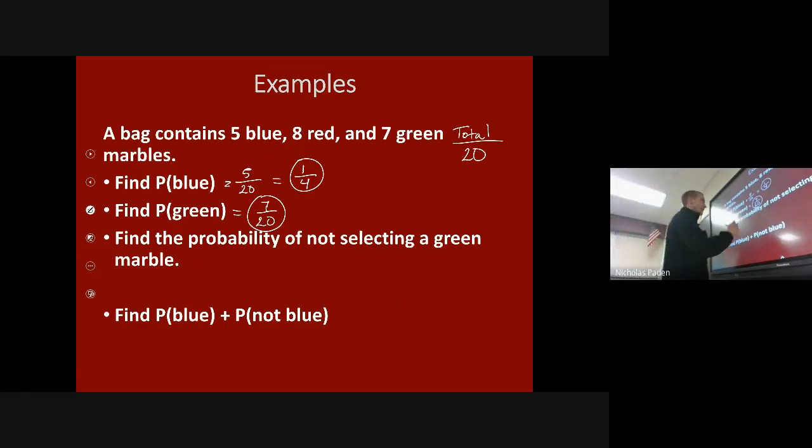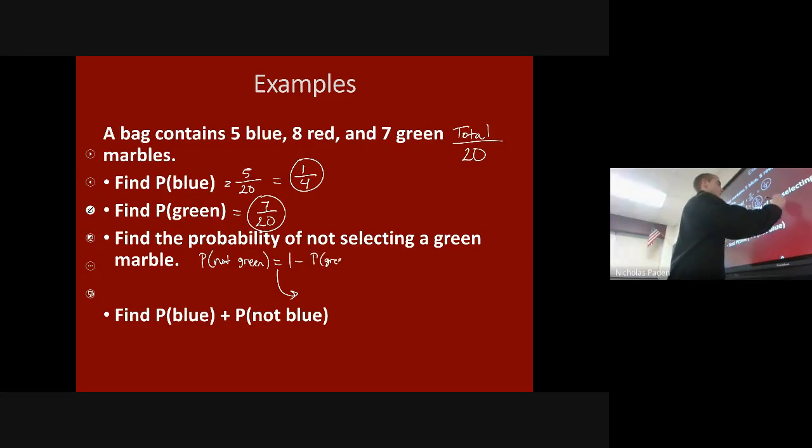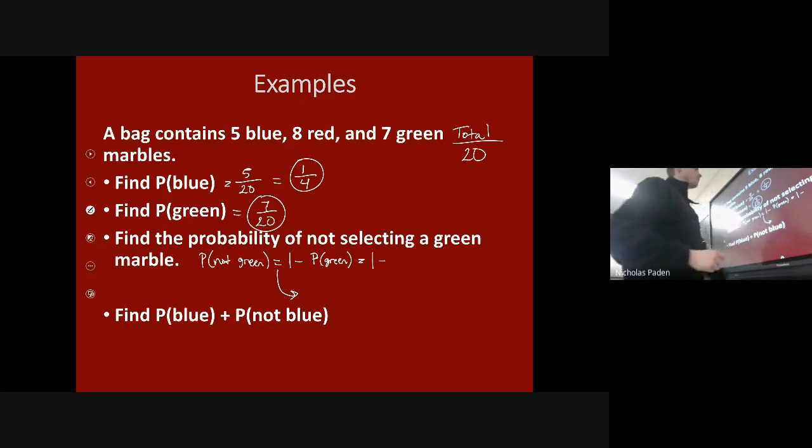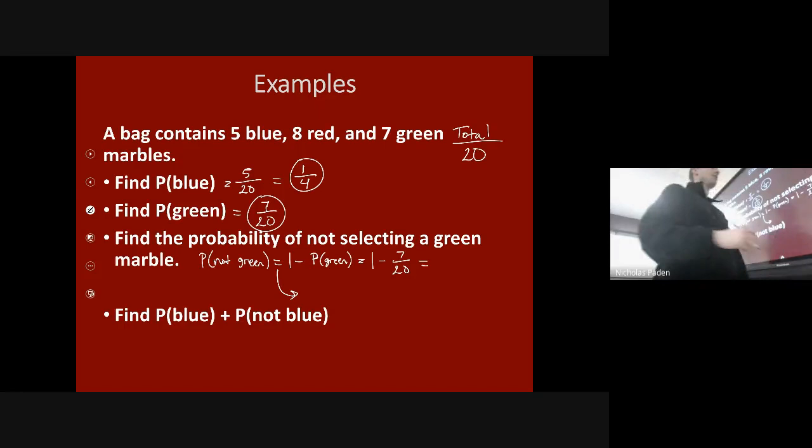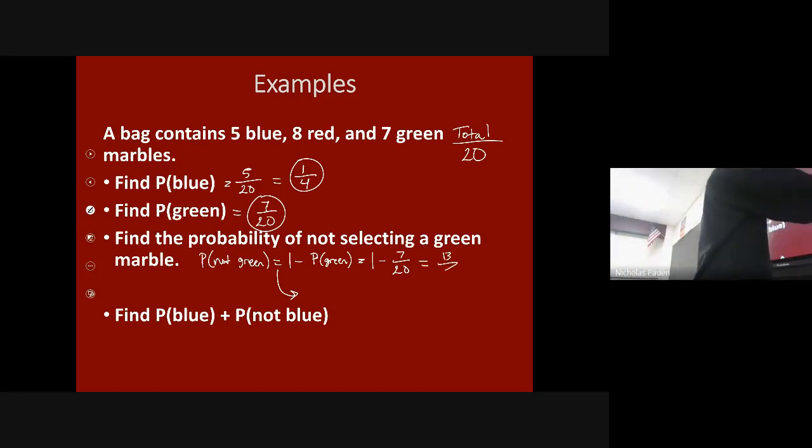Probability of not selecting a green marble. Okay, we could think of this 2 different ways. The first way is to think of 1 minus the probability of a green. So let's find that first. The 1 minus stays the same. The probability of selecting green would be 7 out of 20. And so 1 minus 7/20, 20 over 20 minus 7/20, we get 13 over 20.